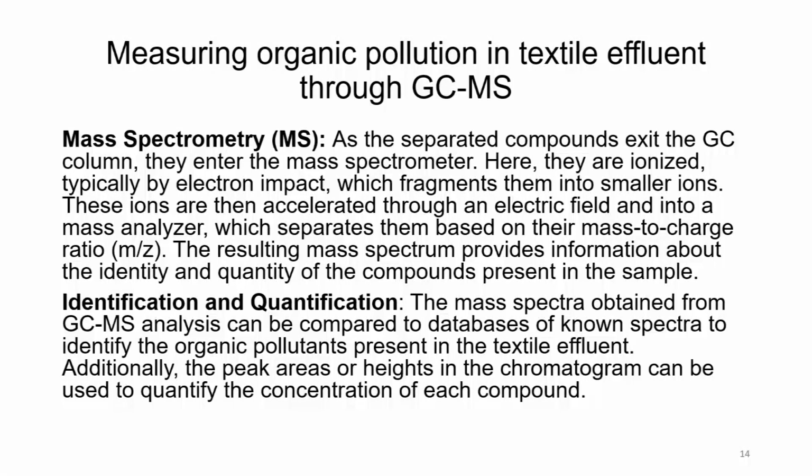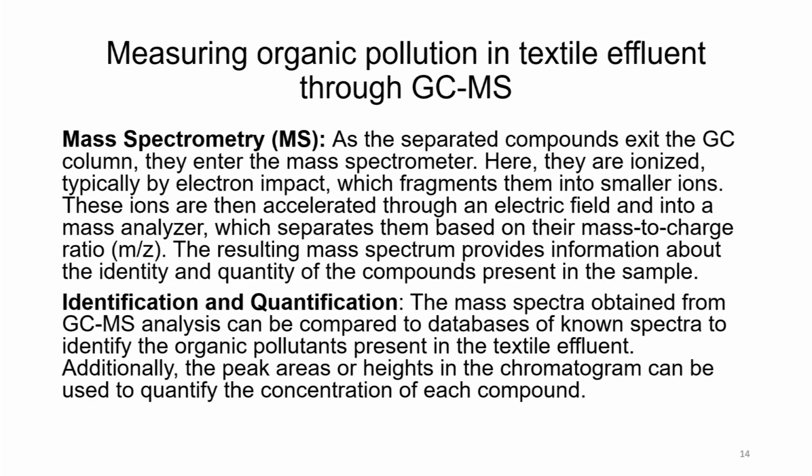Mass spectrometry. As the separated compounds exit the GC column, they enter the mass spectrometer. Here they are ionized, typically by electron impact, which fragments them into smaller ions. These ions are then accelerated through an electrical field and into a mass analyzer, which separates them based on their mass to charge ratio. The resulting mass spectrum provides information about the identity and quantity of the compound present in the sample.